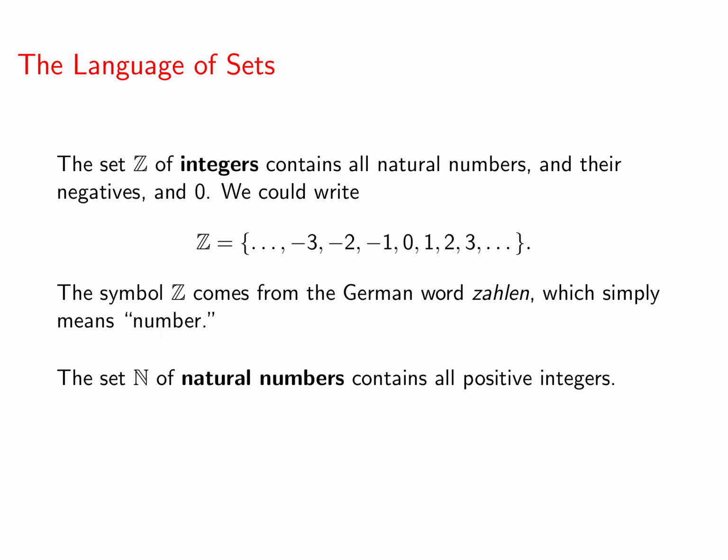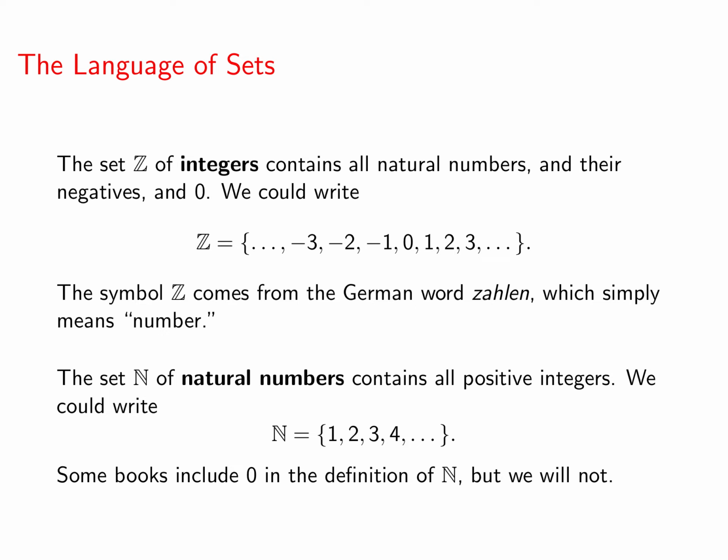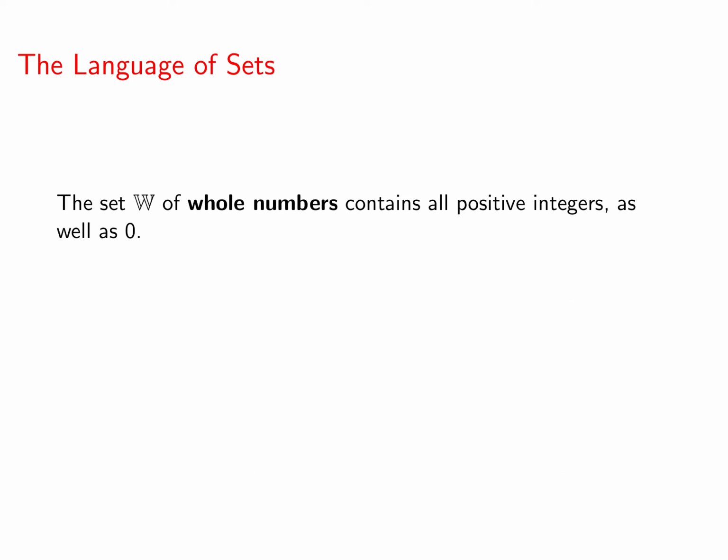Okay, N, the set of natural numbers, that contains all positive integers. We could write that N is equal to the set containing 1, 2, 3, 4, and so on. Now, some books will include 0 as part of the set N. We're not going to do that in this class. Now we have the set W of whole numbers. That contains all the positive integers, and it also contains 0. So W equals the set containing 0, 1, 2, 3, 4, and so on.